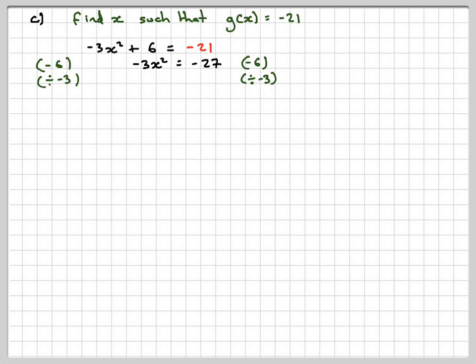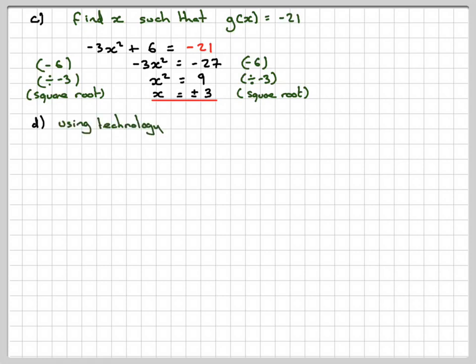Next, divide by minus 3. So on this side, if you divide by minus 3, you just get x squared, and then minus 27 divided by minus 3 gives plus 9. The opposite of squaring is to take the square root of both sides. The square root of x squared is x, the square root of 9 is 3, but we have to consider plus or minus 3 because plus 3 times 3 is 9, and minus 3 times minus 3 is also 9. So we have to consider both cases, plus or minus 3.